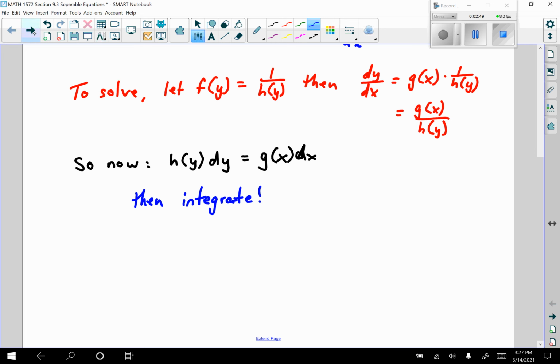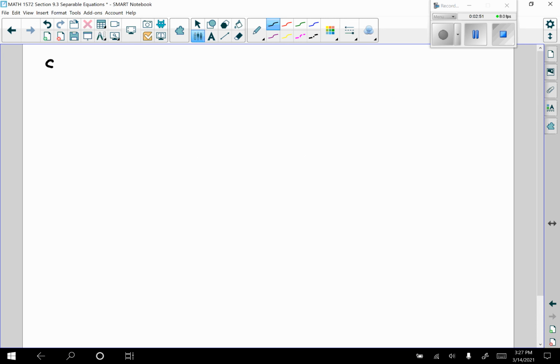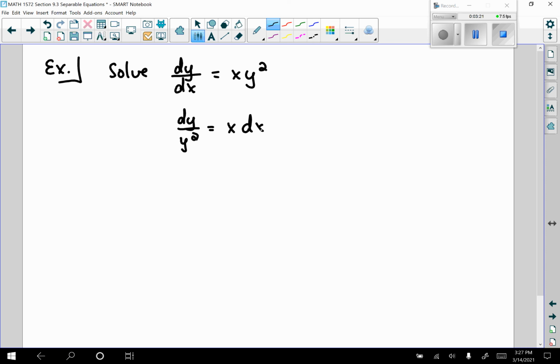So let's get right to examples. We want to solve dy over dx is equal to x y squared. Now eventually our overall goal is to get an equation of y in terms of x. So I want to get everything that has a y on it to one side and everything with an x on the other side. So I'm going to divide both sides by y squared. So we'll end up with dy over y squared is equal to x times dx.